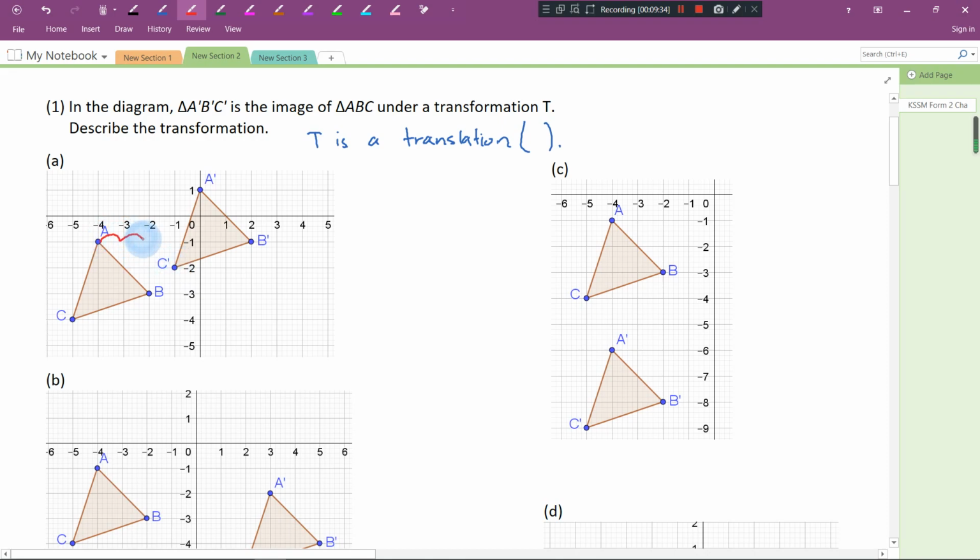1, 2, 3, 4. 4 steps. Okay, you want to write 4 over here or here? Remember, the number at the top, left or right. The number at the bottom, up or down. So this is go right hand side, right? 1, 2, 3, 4. So I write 4 over here. And then go up how many units? Okay, 2 units. So this is translation for 2.